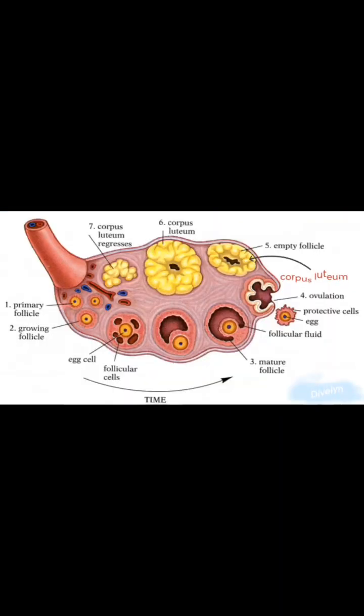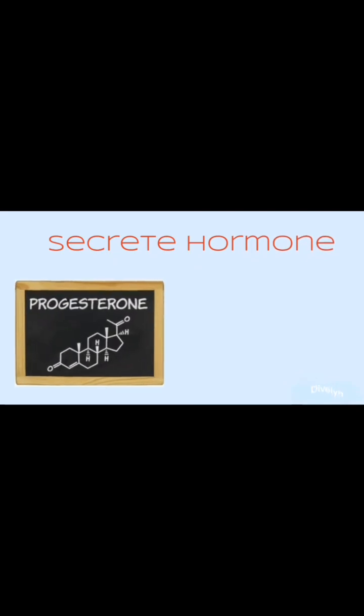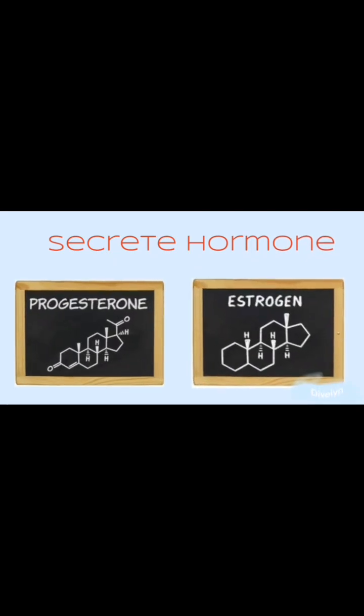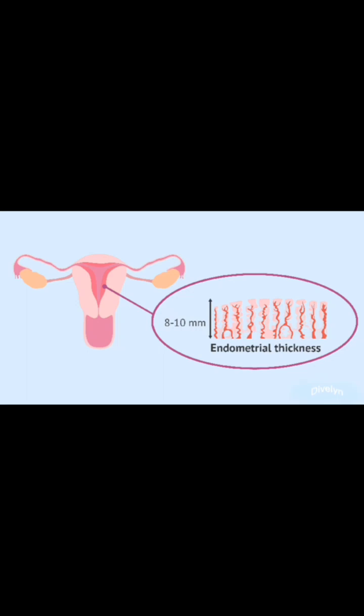The corpus luteum develops after the follicle releases its egg. This structure secretes hormones, primarily progesterone and some estrogen. The increase in the hormones keeps your uterine lining thick and ready for a fertilized egg to implant.